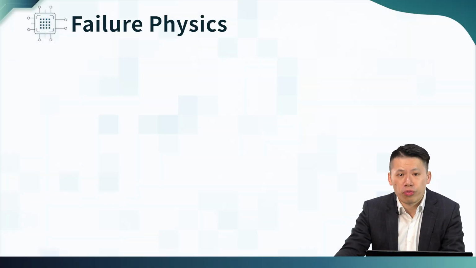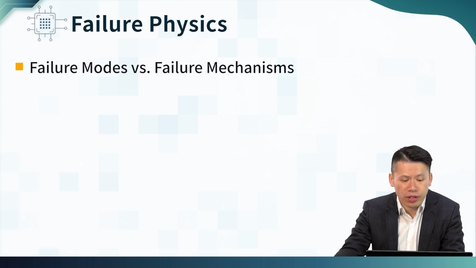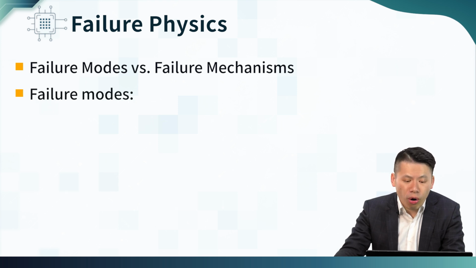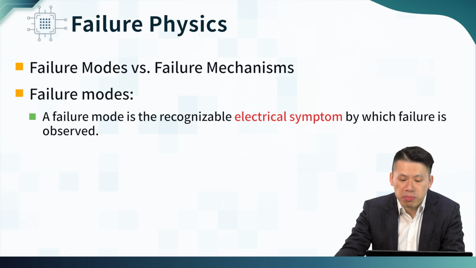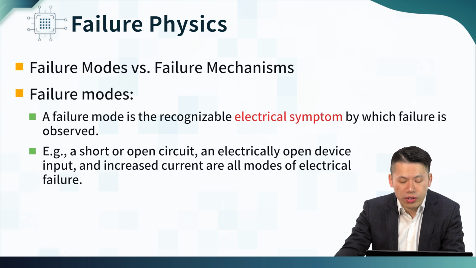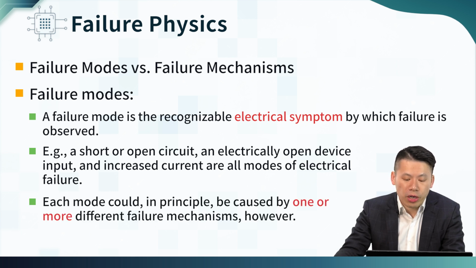And next, we have to also understand the failure physics. When we talk about failure physics, there are different terms that we need to explain clearly. The first one is failure modes, and the second one is failure mechanisms. A failure mode is a recognizable electrical symptom by which failure is observed. For example, a short or open circuit, an electrical open device input, or increased current. These are the failure modes. And each mode could be caused by one or more different failure mechanisms.